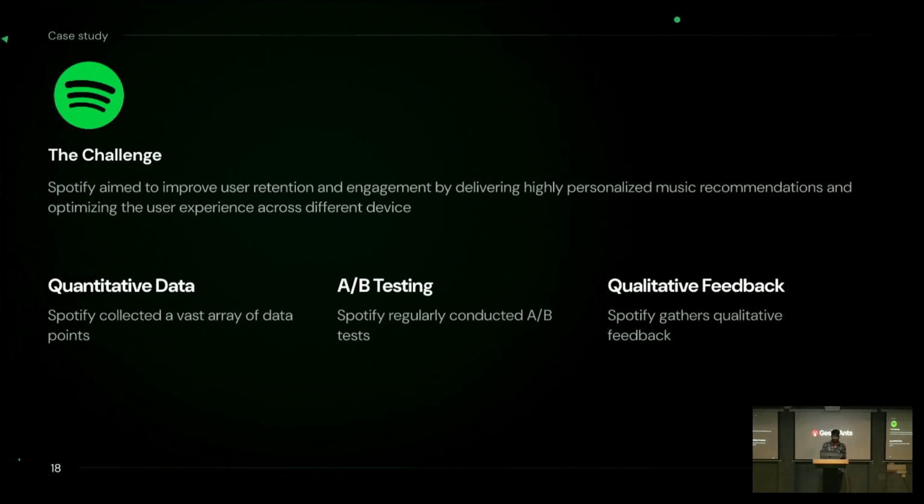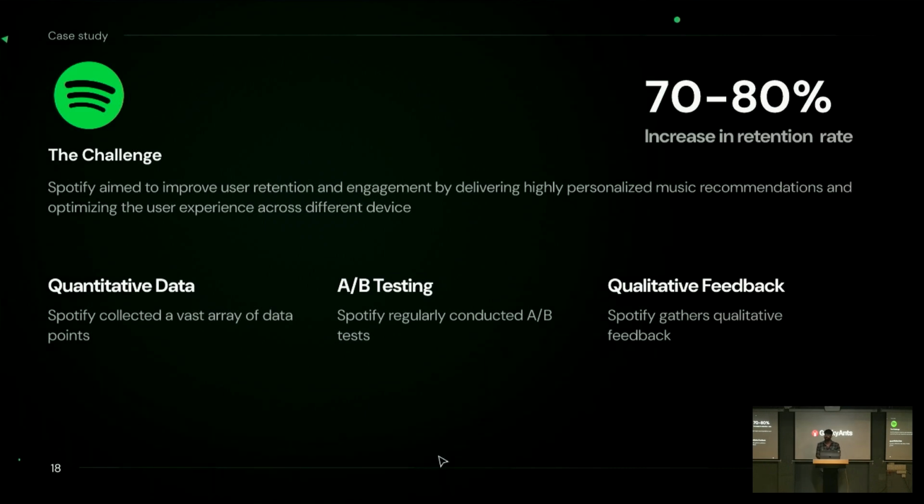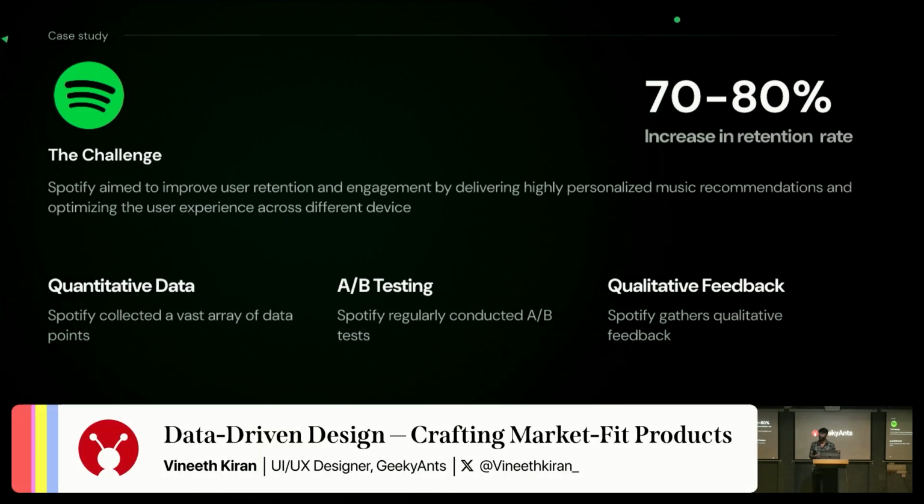After this, they were able to increase their retention rate by about 70 to 80%. They also saw about 40 million users who streamed 5 billion tracks after the release of Discover Weekly.